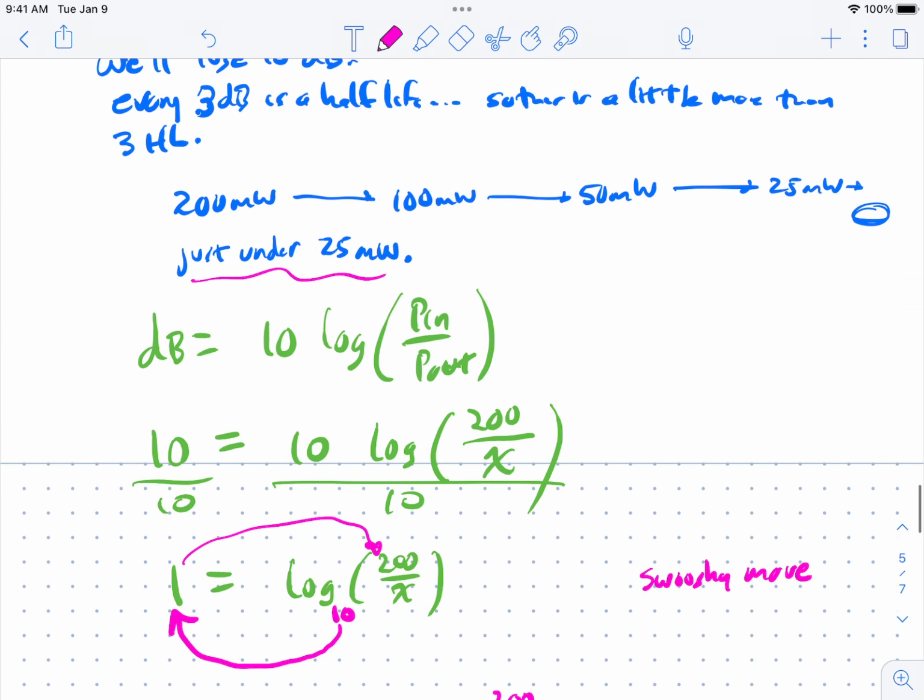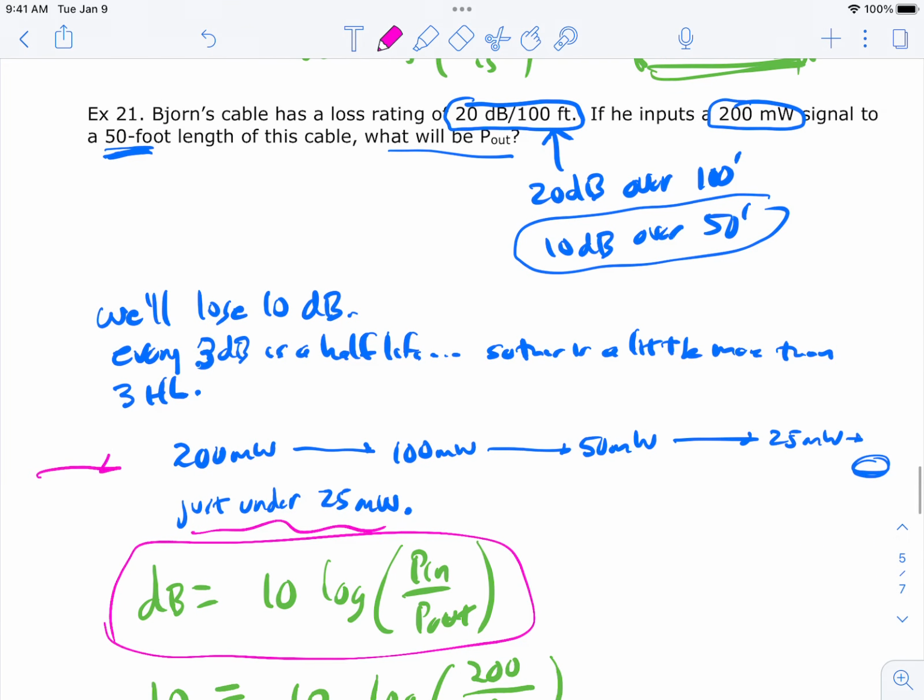Okay. So again, this formula is front and center for playing with decibels. But I would so encourage you to just keep in mind 3 decibels is a half-life, because that can get you very close to the answer. That gets you a lot of partial credit, let's put it that way. And then you can make sure that you used your formula correctly and came out with the right answer. Okay, where are we? We got to pause.